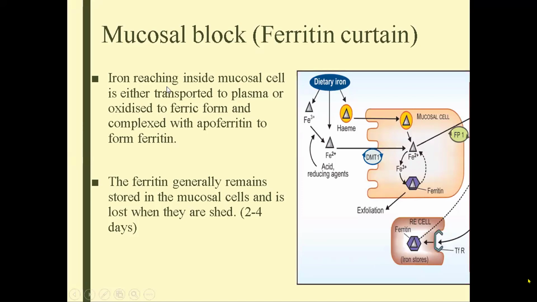So iron reaching inside the mucosal cell is either transported to plasma or oxidized to ferric form, and complexed with apoferritin to form ferritin. Right? Now what happens to it, what is its fate? So the ferritin generally remains stored in the mucosal cells.